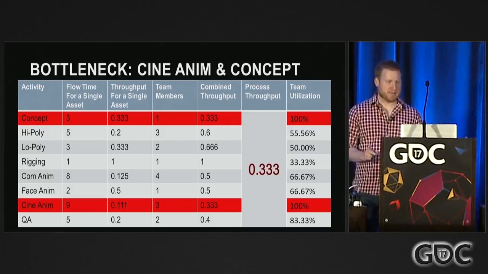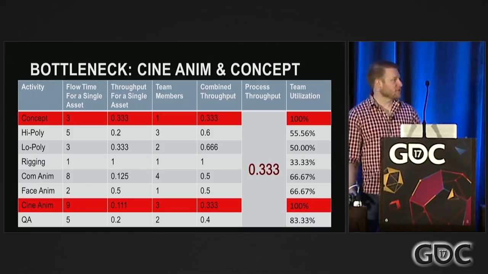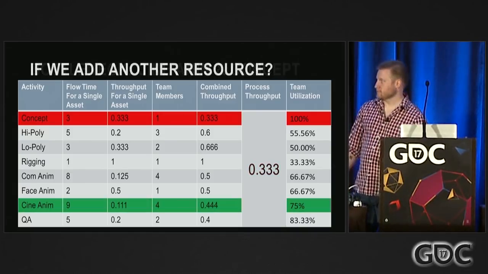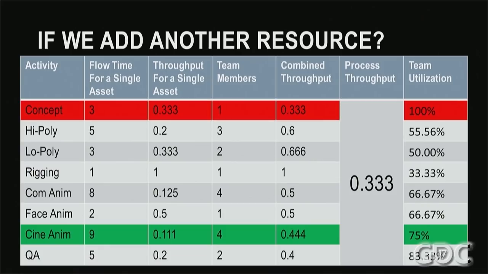That doesn't mean we're worse off, because we had one bottleneck and now we have two, and we're going faster, but it means we can't improve throughput anymore with a single head. So if we just add one more cinematic animator, throughput is still capped at a third of a character per day. The concept artist is still 100% utilized, he's still the bottleneck. And now what we did is basically we gave the cinematic animators a little spare capacity. That gave them a little wiggle room. That's all we accomplished with that.